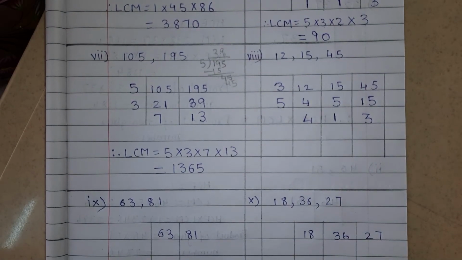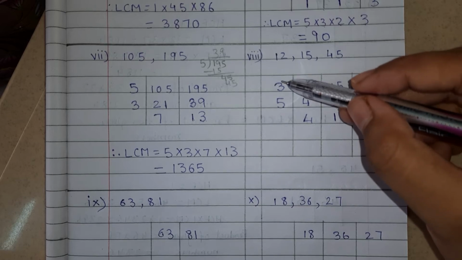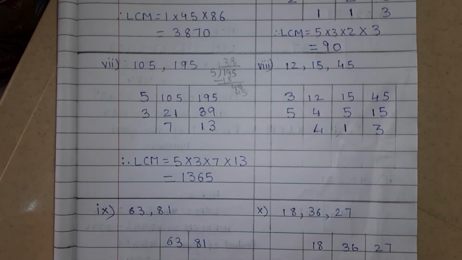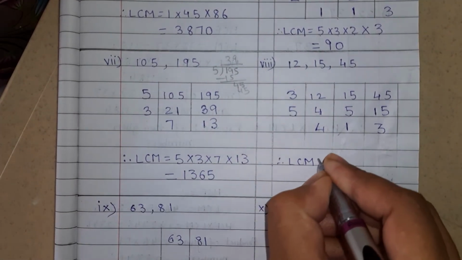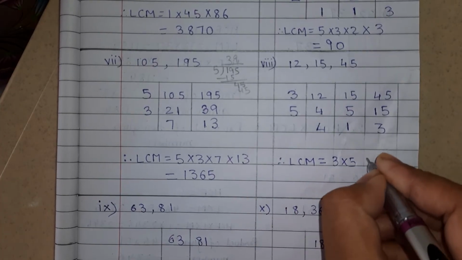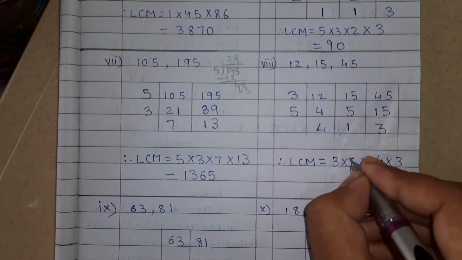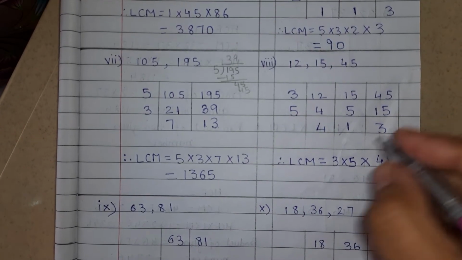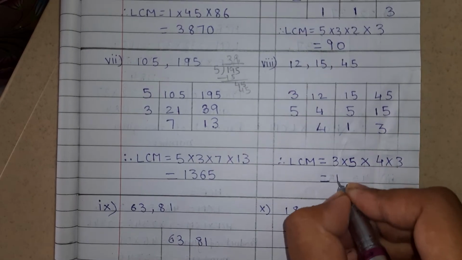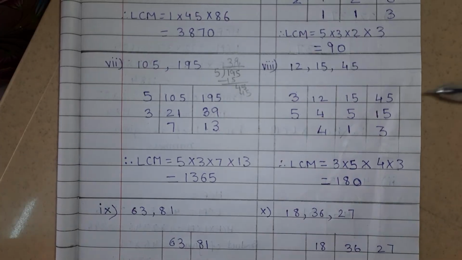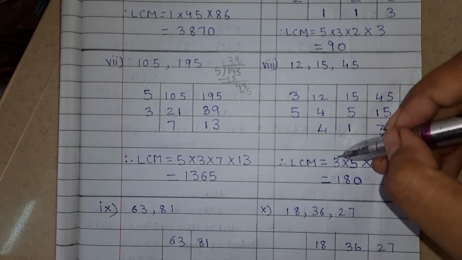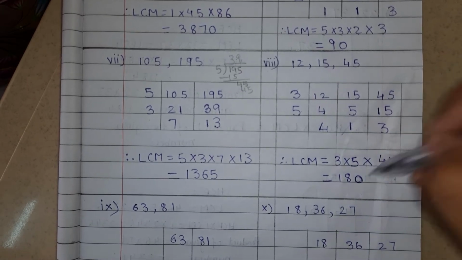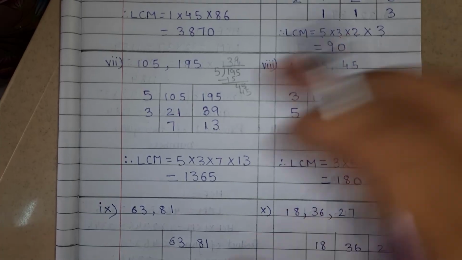So here the LCM will be 3 into 5 into 4 into 3. Therefore, LCM equals 3 into 5 into 4 into 3. No need of writing the 1. 3 into 5 into 4 into 3. So the answer is 180. 5 4s are 20, 3 3s are 9. 20 into 9 is 180.